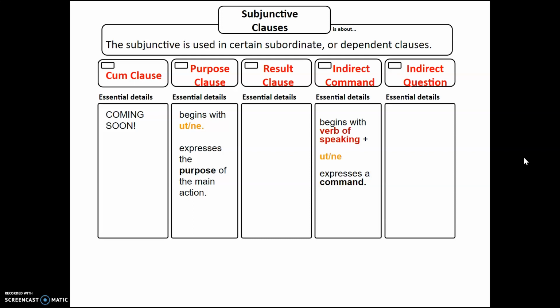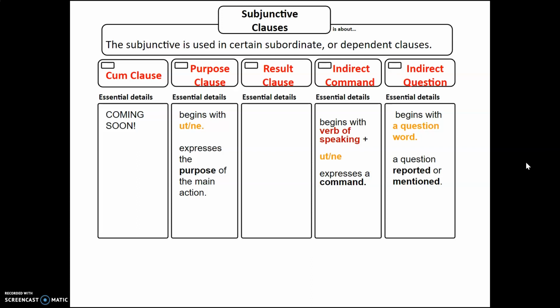And then finally, we learned indirect questions. An indirect question, after the main action, begins with a question word and is a question that is reported or mentioned. So, an example would be, my husband asked me what kind of bread I wanted.